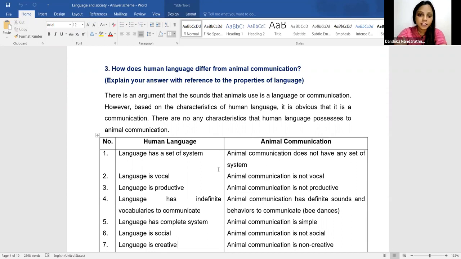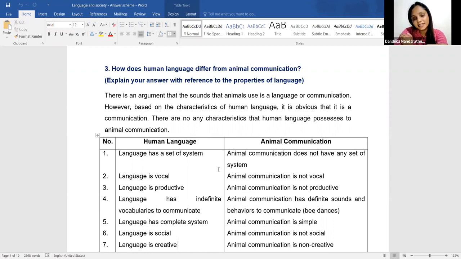There is an argument that the sounds that animals use are a language or communication. But we don't use the term animal language.